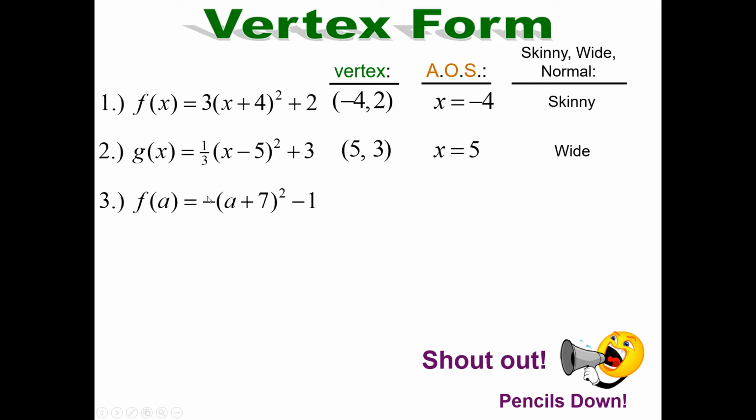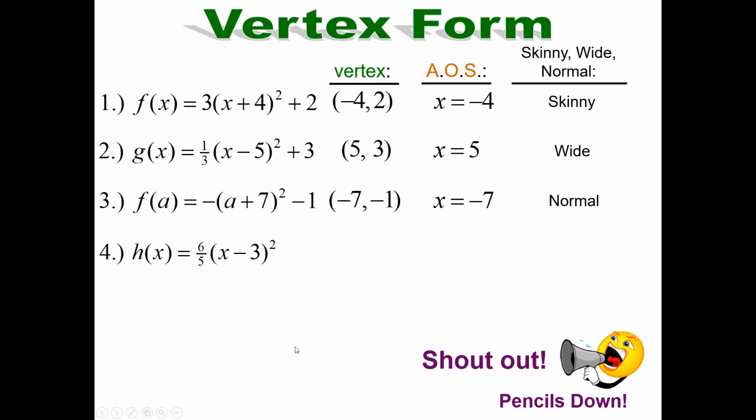All right, the vertex here, opposite, same. And the AOS is just the x value, so it's x equals -7. And remember, 1 and -1 are the same, they have the same shape. So this one is a hidden -1, which is the same as 1, so it's normal.